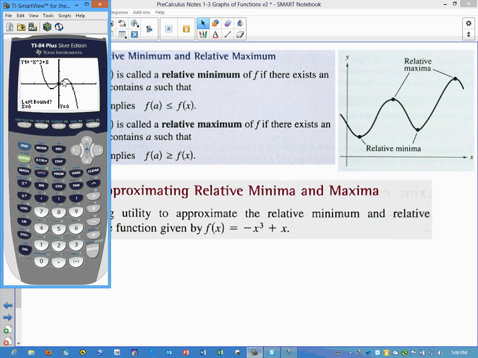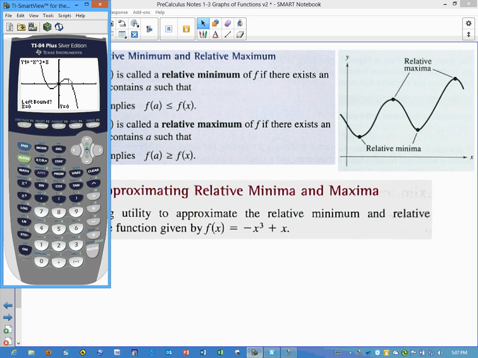So we're going to create an interval that is going to capture that maximum, but we want to create an interval that's not too big where it captures another relative minimum or maximum. We want to capture just the top of the hill. As you can see here, local maximums would be on the top of the hills, and local minimums would be on the bottom of the valleys.